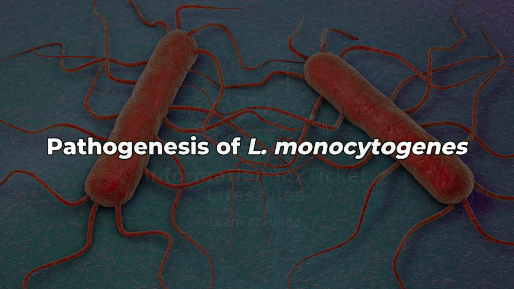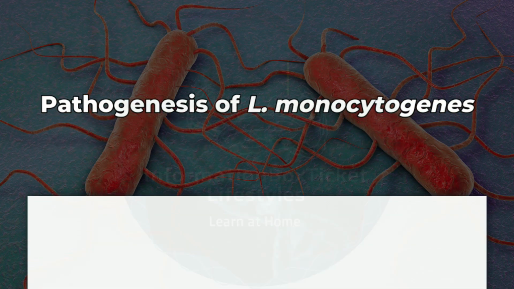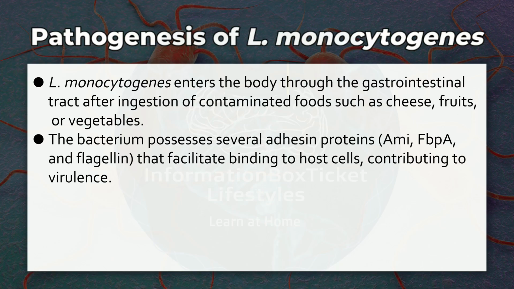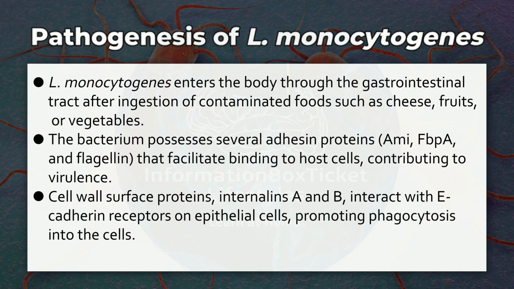Pathogenesis of Listeria monocytogenes. Listeria monocytogenes enters the body through the gastrointestinal tract after ingestion of contaminated foods such as cheese, fruits, or vegetables. The bacterium possesses several adhesin proteins, Ami, FbpA, and flagellin, that facilitate binding to host cells, contributing to virulence. Cell wall surface proteins, internalins A and B, interact with E-cadherin receptors on epithelial cells, promoting phagocytosis into the cells.